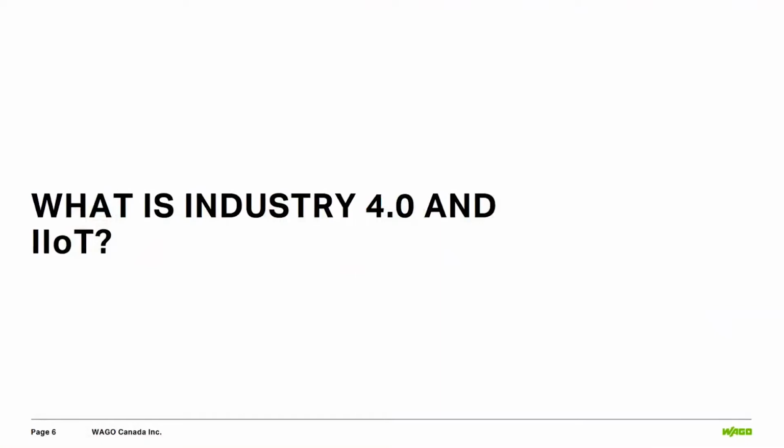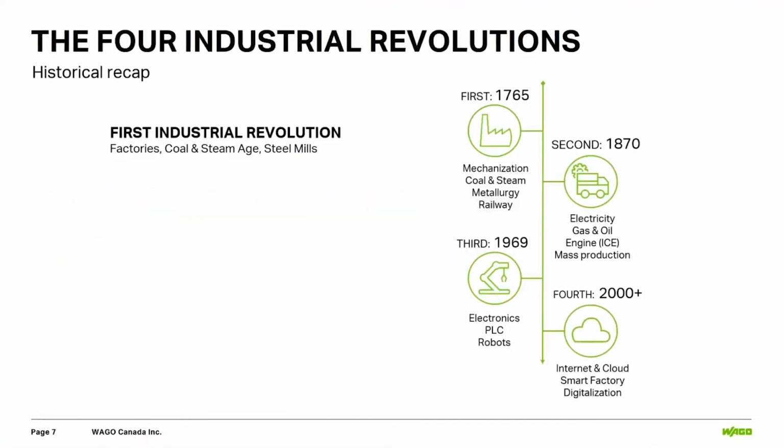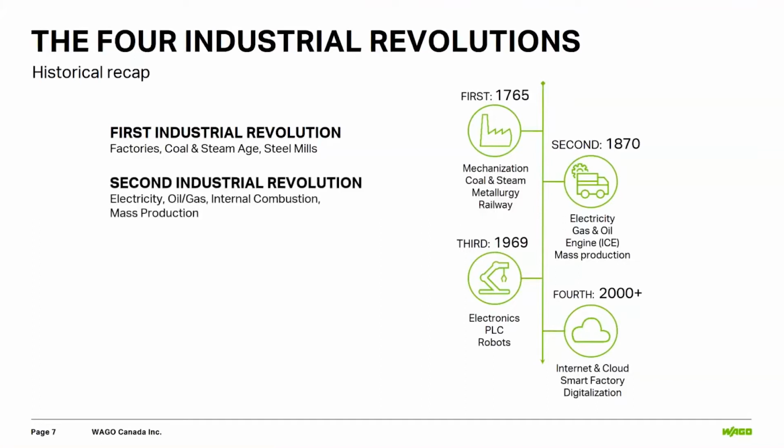So what is Industry 4.0 and IIoT? If we look at a historical recap of the 4 industrial revolutions, the first industrial revolution is probably the one you learned about in the textbooks in middle school, and that was the coal and steam revolution. The second one in the 1870s was based a lot around the internal combustion engine and also mass production. The third, starting from the 1970s, was the advent of semiconductor production, electronics, and PLC automation of our lines.